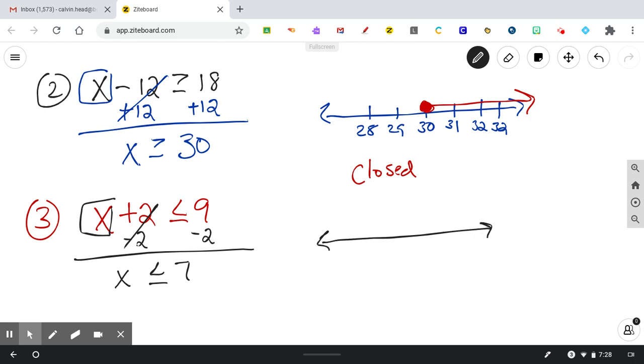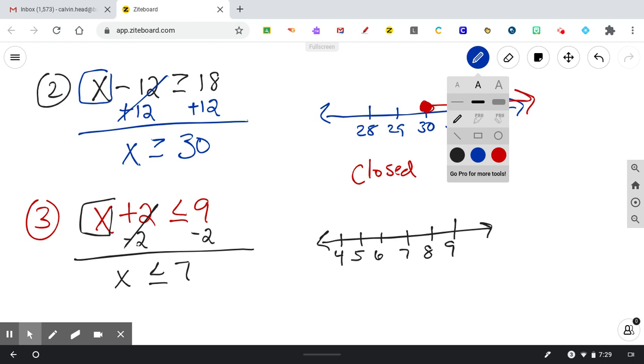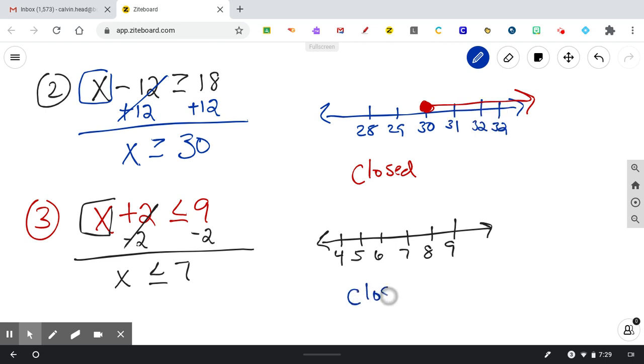Okay. So I'm going to make my number line. 9, 8, 7, 6, 5, 4. Now ask yourself, is it open or closed? This is a closed circle. I'll put my closed circle on number 7. And it's pointing to the left. So I draw my line to the left. Okay. Do another one.